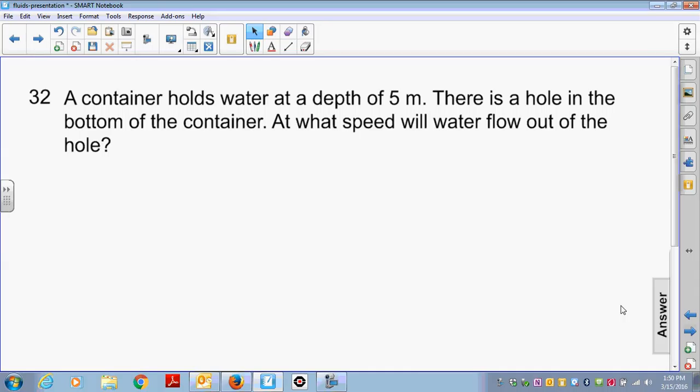A container holds water at a depth of 5 meters. There's a hole in the bottom of the container. At what speed will the water flow out of the hole? Go ahead and pause the video to solve for this problem.